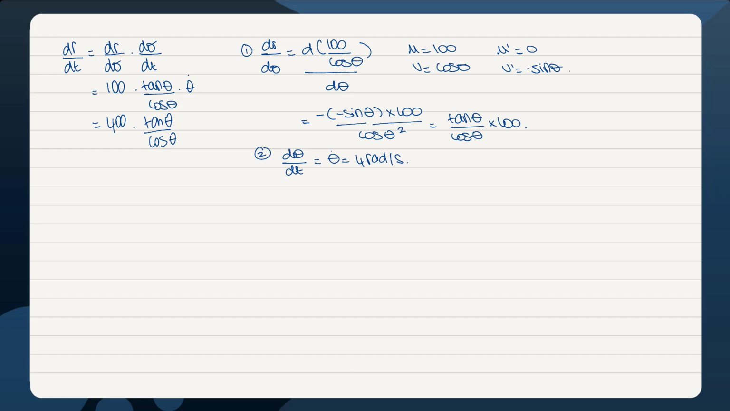Now let us use the chain rule to get r double dot, which is d2r divided by dt2. Now the more you go into the derivations, the harder the chain rule gets. So in this case, we have d2r divided by dt2. Now if we split that into two derivatives, we can write that as d over dt of dr over dt. And since we have already computed dr over dt, we can replace that here. So that's 100 tan theta over cosine theta times theta dot.